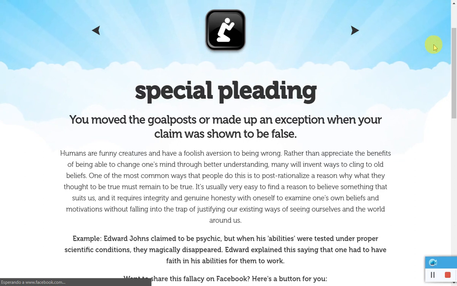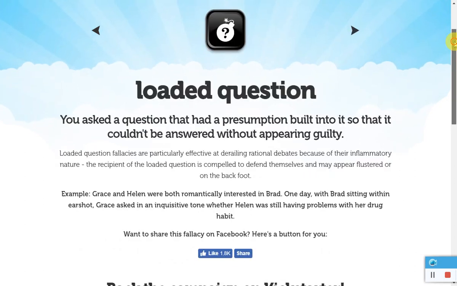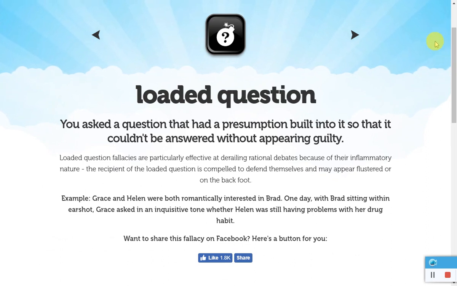10. Loaded question. You asked a question that had a presumption built into it so that it couldn't be answered without appearing guilty. Loaded question fallacies are particularly effective at derailing rational debates because of their inflammatory nature. The recipient of the loaded question is compelled to defend themselves and may appear flustered or on the back foot.